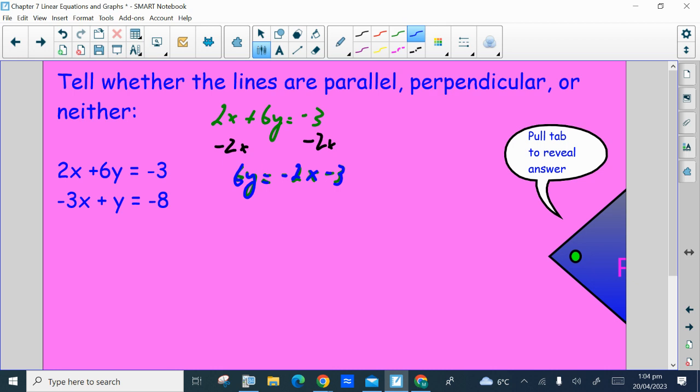Are we done? What do we need to do now? Yeah, all the terms get divided by 6. So y will equal, on the right side, negative 2 over 6 reduces to negative 1 over 3x, minus 3 over 6 reduces to 1/2. Again, it doesn't matter that the y-intercept is a fraction because we're not asked to graph it. But we do need to know what the slope is. Kenzie, what is the slope of this line? Negative 1 over 3. Right? It's in slope-intercept form.